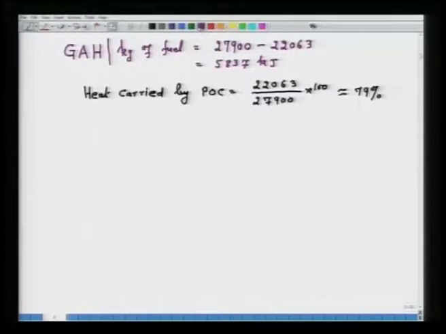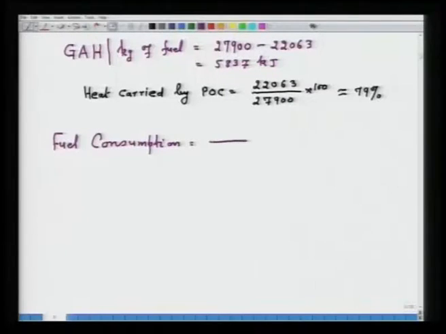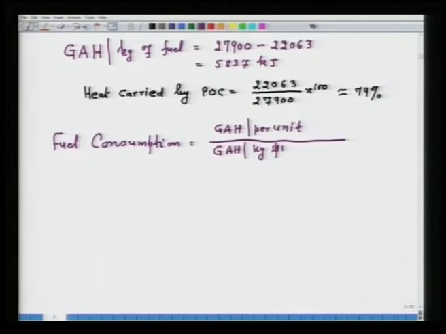Now, before this, we can calculate now fuel consumption. We can now calculate fuel consumption, which is, say, gross available heat required per unit of time divided by gross available heat per kg of the fuel. It is gross available heat required per unit time divided by gross available heat per kg of fuel. Here of course, per unit of time.